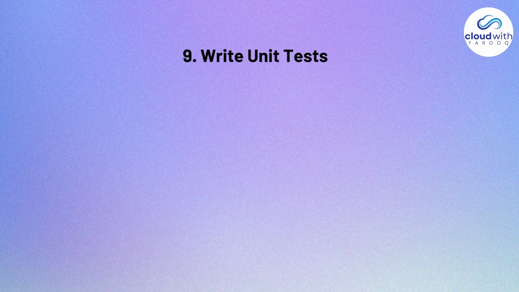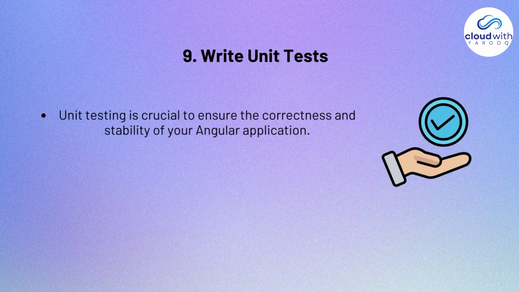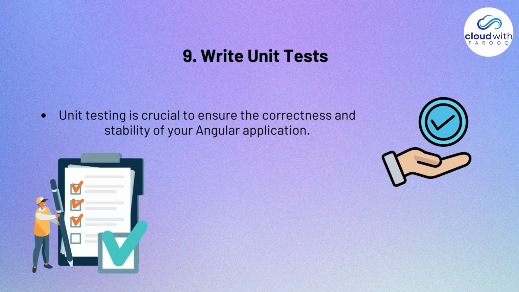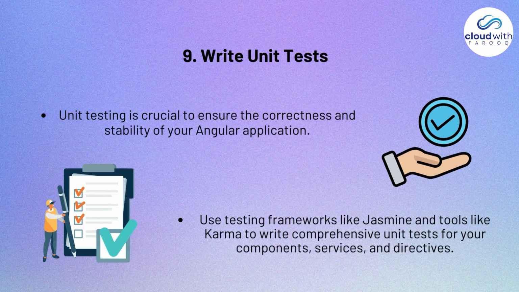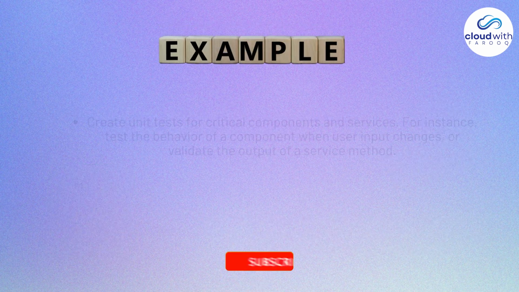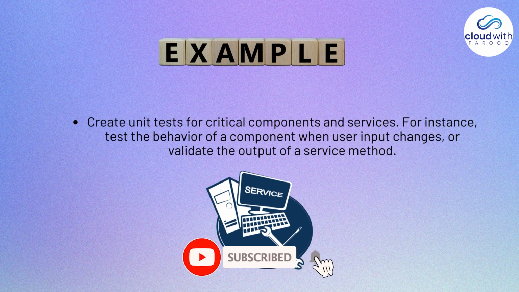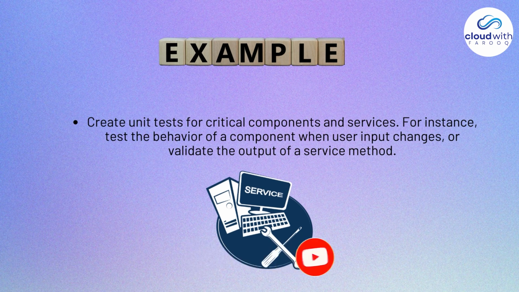Number 9. Write unit tests. Unit testing is crucial to ensure the correctness and stability of your Angular application. Use testing frameworks like Jasmine and tools like Karma to write comprehensive tests for your components, services, and directives. For example, create unit tests for critical components and services. For instance, test the behavior of a component when user input changes or validate the output of a service method.